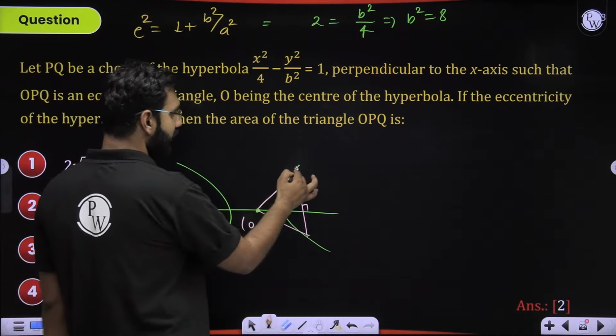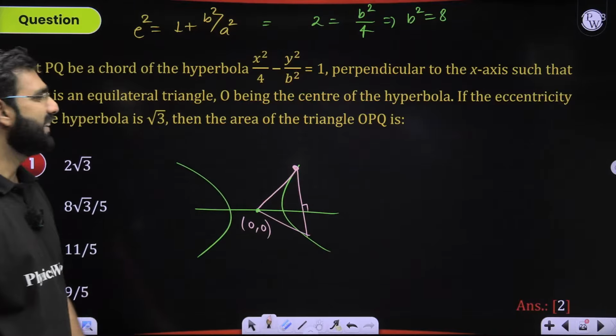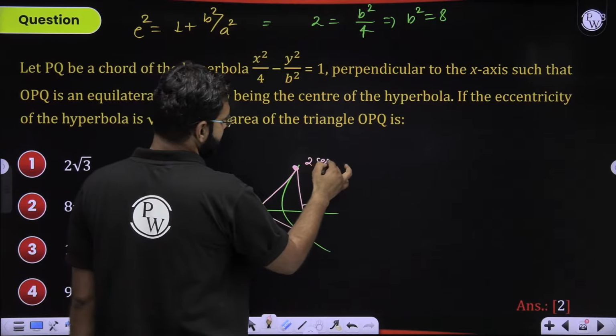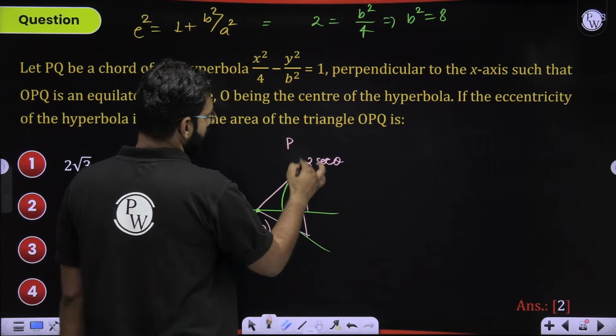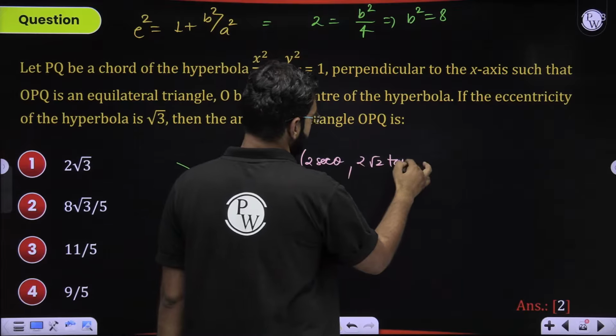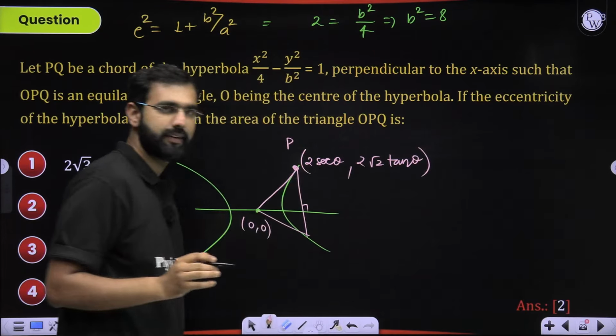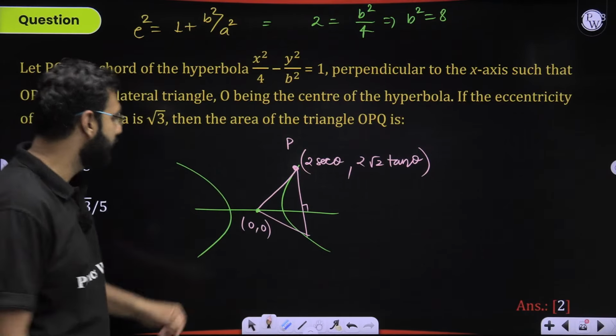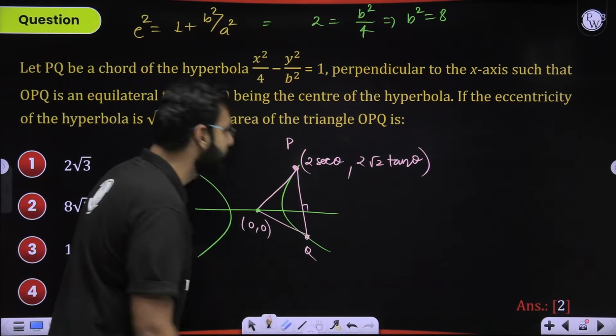Now, if I wish to define a point parametrically here, we know it is a sec theta, b tan theta. So a is 2, so 2 sec theta, comma, b tan theta. b is 2 root 2, so it is 2 root 2 tan theta. Give me a quick update on this. Everybody got this? All the participants so far? Now that's your O, P, and that is Q.